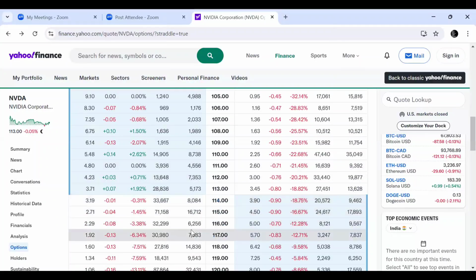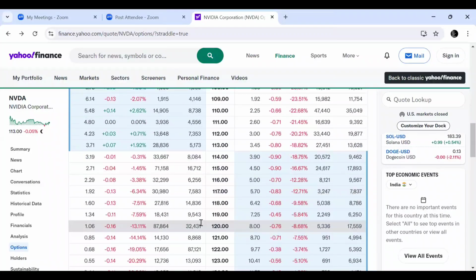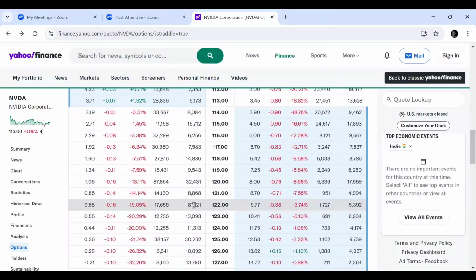Additionally, if you can concentrate on any latest update or latest news, then it will be best. Let's say if there is any positive news, here I am seeing at $122, 87,000 contracts are there. And if tomorrow I suddenly see any positive news about Nvidia, such an amazing news, a very big positive news about Nvidia, then I will close my eyes.